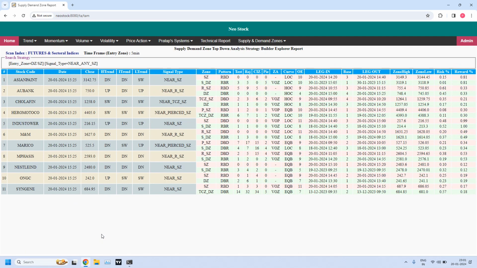So this is about stocks near demand and supply zones for all the time frames, starting from yearly until 5 minutes. I hope this information is useful to you for your further analysis.